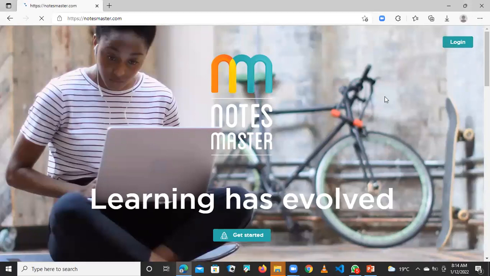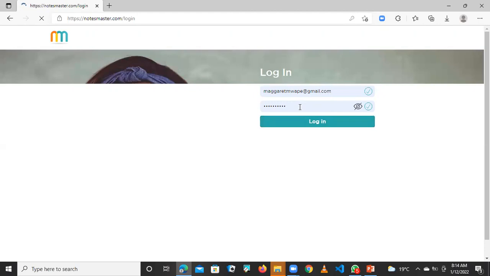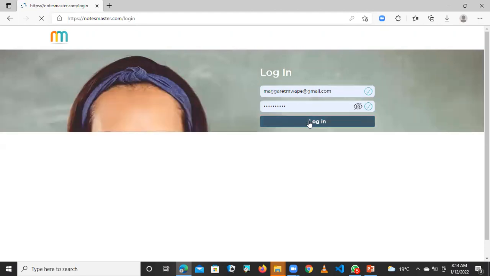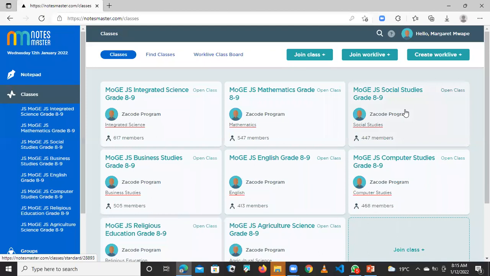That is our login. So again, you need to be patient with NoteMaster. Everything that works requires patience. There are credentials there, the email and then the password. I'm just waiting for it to finish. The next step is login. I've clicked on login, using the credentials. Okay, there we are. These are the classes.